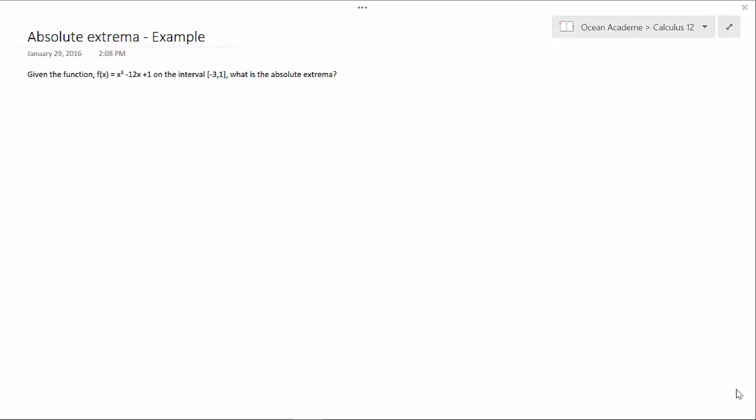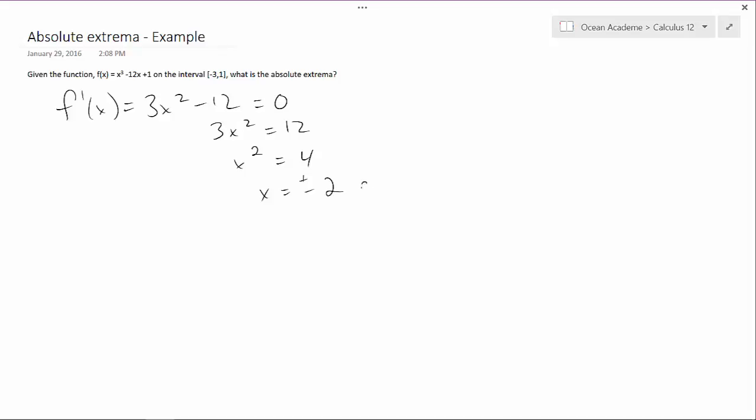We take the first derivative, so f prime x would equal 3x squared minus 12. And we set that equal to 0 because we need to determine what our x value is. So we've got 3x squared equals 12. X squared will equal 4. So our x will equal plus or minus 2. As I said, those are our critical points.